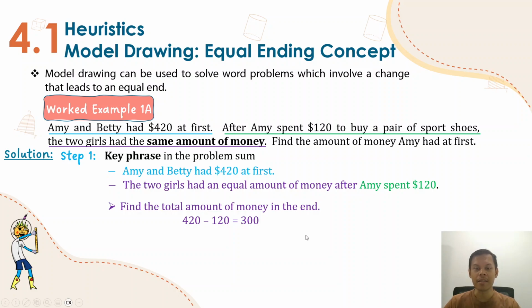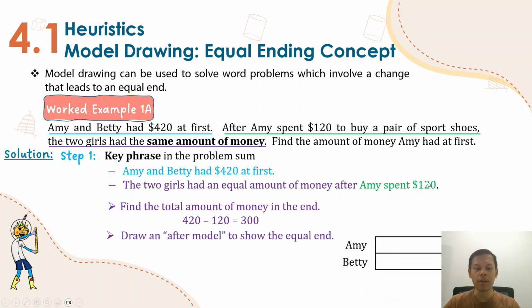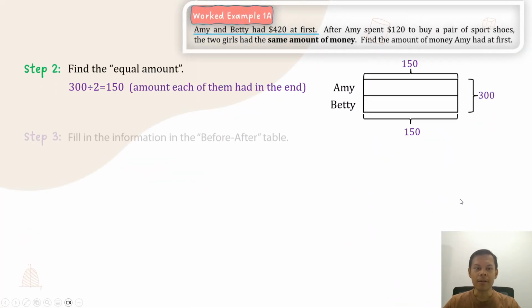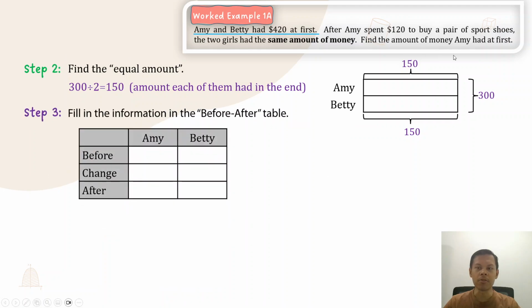So what's next? This 300, we need to share it between both of them. So let's draw a big rectangular box, Amy and Betty, and then label it as 300. Both of them have an equal amount of money, 300. Next, we need to find the equal amount. So 300 divided by 2, we are going to get 150 for each of them. Amy had 150, Betty had 150.